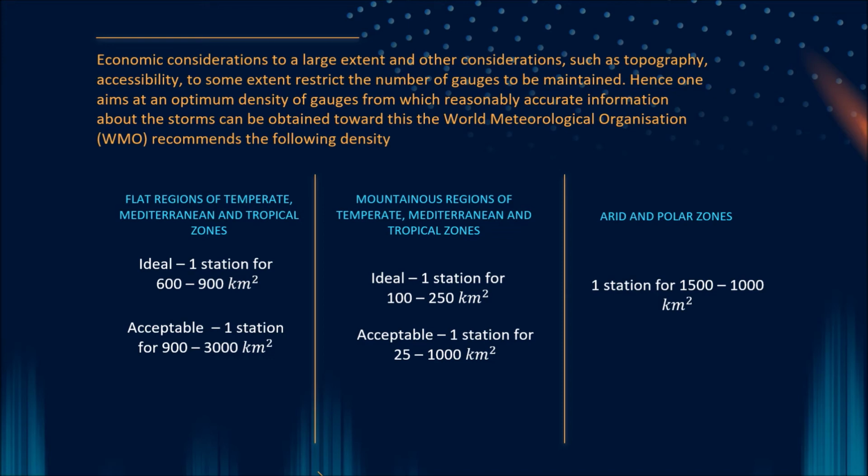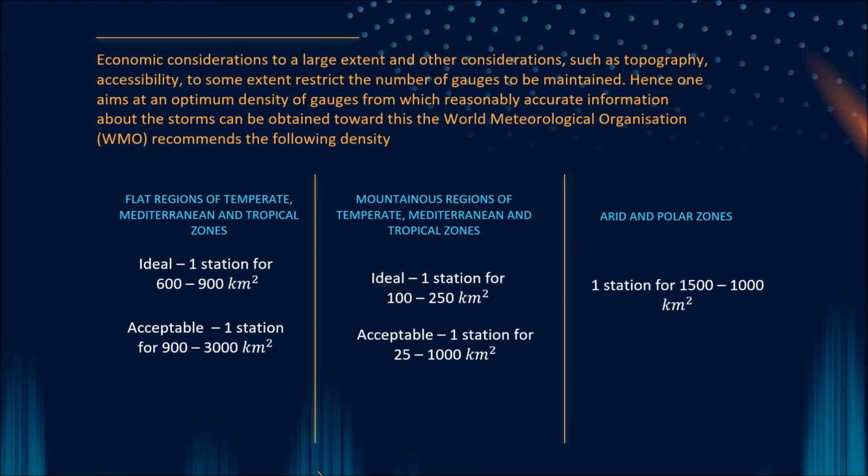gauges to be maintained. Hence, one aims at an optimum density of gauges from which reasonably accurate information about the storms can be obtained. Toward this, the World Meteorological Organization or WMO recommends the following density. For flat regions of temperate Mediterranean and tropical zone, the ideal is one station for 600 to 900 square kilometers, but the acceptable is one station for 900 to 3000 square kilometers.